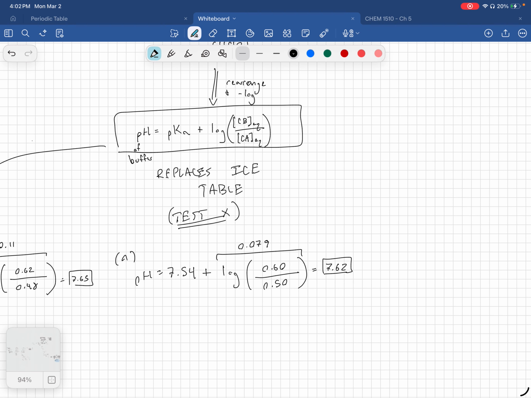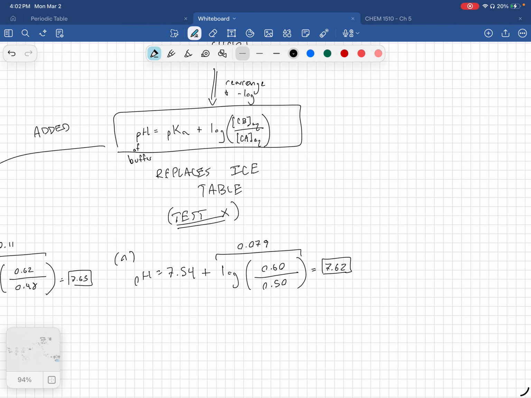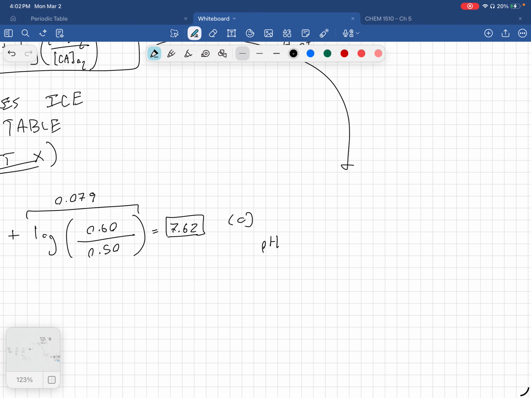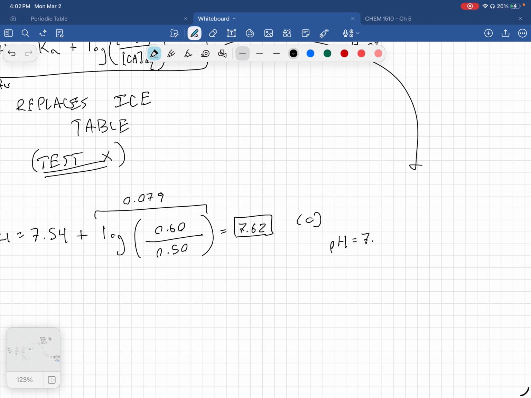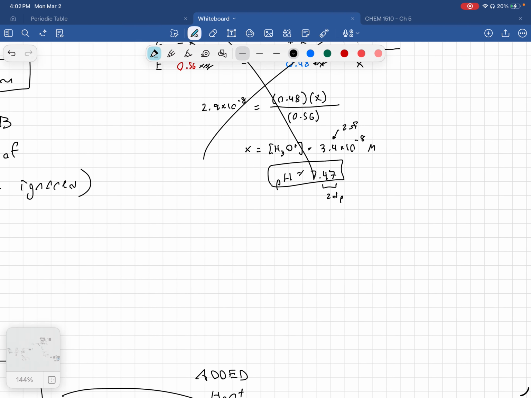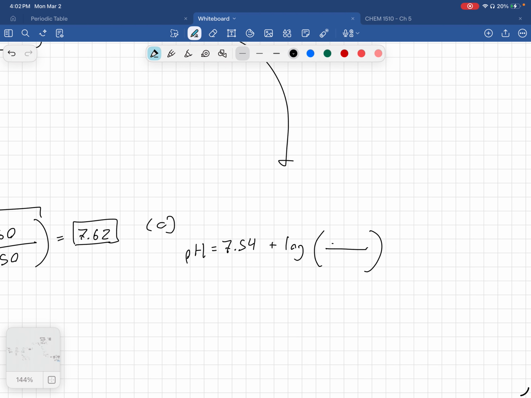So that was added OH minus. Let's do one more. Let's do part C using the Henderson-Hasselbalch equation, with added H3O plus. Same deal: pH equals our pKa, 7.54, plus the log of conjugate base over conjugate acid. So we go to our stoich step. What was our base? 0.48. What was our acid? 0.56. So 0.48 divided by 0.56.